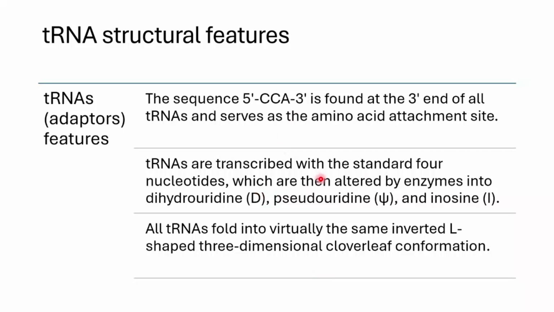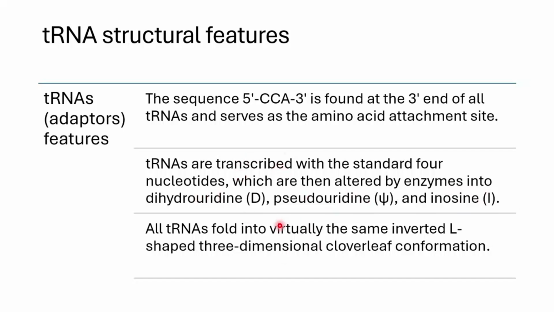So in your messenger RNA, you have the cap, right? And the cap is one way to protect your mRNA from causing an immune response. But there are other ways. For example, the tRNAs, when they are formed, are then altered by enzymes that can change the uridine to dihydrouridine or to pseudouridine, and also inosine. These are just different types of nucleotides, and these tell your body that this tRNA is yours.